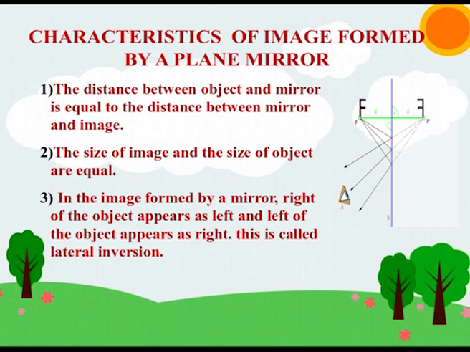Characteristics of the image formed by a plane mirror are: the distance from the object to the mirror is equal to the distance between the mirror and the image. The size of the image and the size of the object are equal. In the image formed by a mirror, the right of the object appears as left and the left of the object appears as right. This is called lateral inversion.